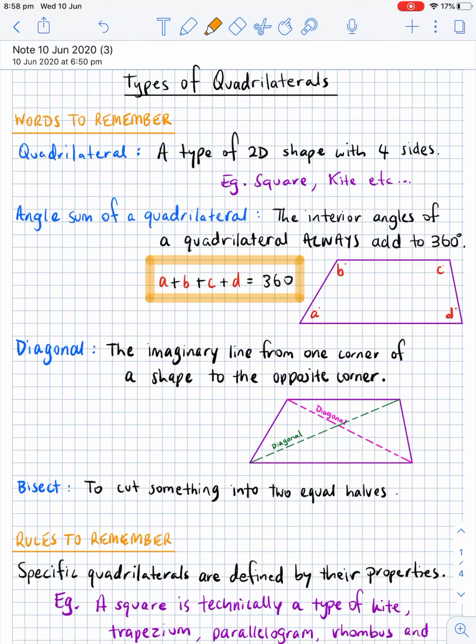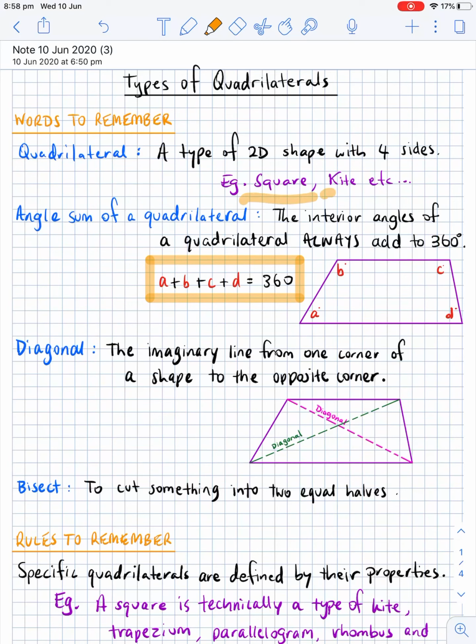Alright guys, for today's lesson we're going to be dealing with types of quadrilaterals. So first up, what is a quadrilateral? It's a type of 2D shape with four sides. It has to have four sides to be a quadrilateral. The prefix quad means four. That's why it's called a quadrilateral.